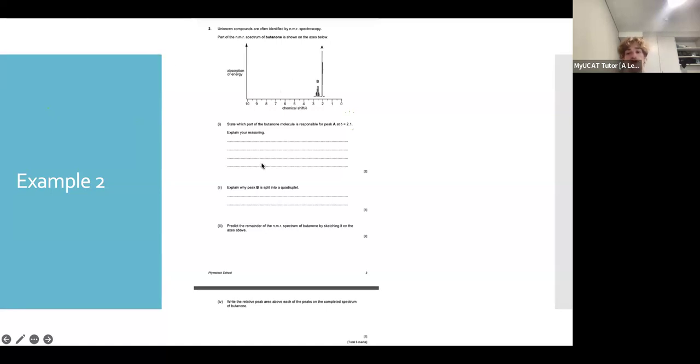What are the four rules? Number of peaks equals number of environments. Relative peak area equals relative number of protons in each environment. Splitting pattern follows an n+1 rule and tells you how many protons are on the adjacent carbons. And shift tells you what the environment is. Those are the four things you're going to be able to deduce from an NMR.